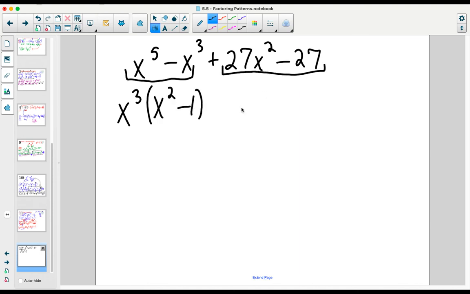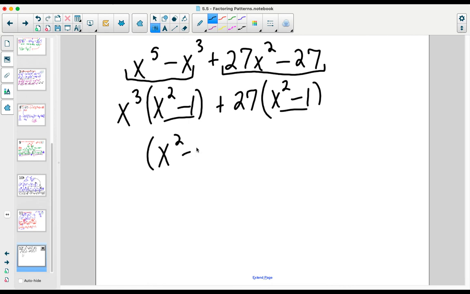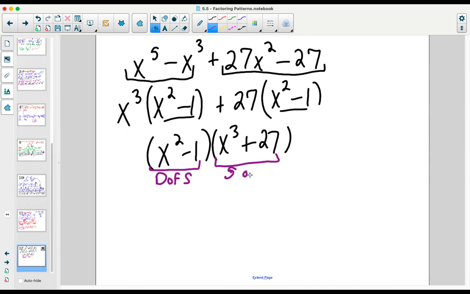Looking at these 2 as a group, we can take a 27, leaving again the x squared minus 1, which was the ideal circumstance. We needed this parentheses to match that parentheses. We have our common binomial of x squared minus 1, and we have all of the leftover parts, the non-common parts, x cubed plus 27. Now we reach an interesting step. Here I see a difference of squares, and here I see a sum of cubes. Two extra factorings to do as we move to the next line.